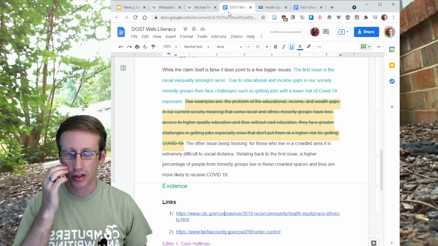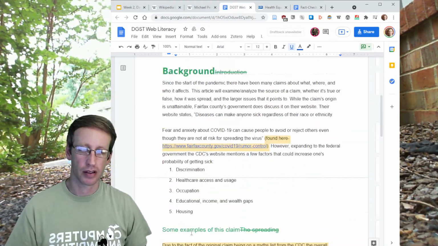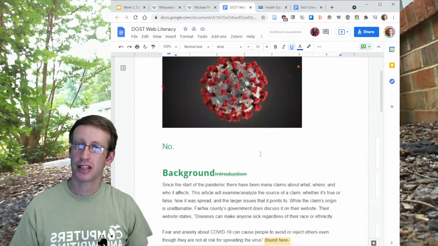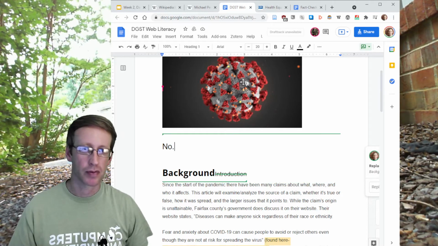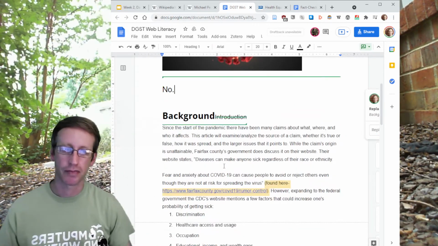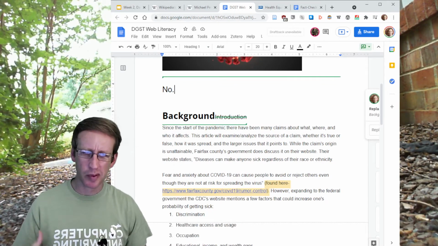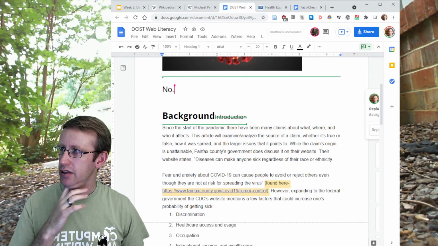Overall, I think this is looking in pretty good shape. I especially like the bigger picture discussion, the way that you're including that. But see if you can find specific examples, and if you can find a specific statement from the CDC that directly rebuts that claim, that would be a great bit of evidence to include there. So a little bit more work on this probably, but not too much. I think it's looking good.